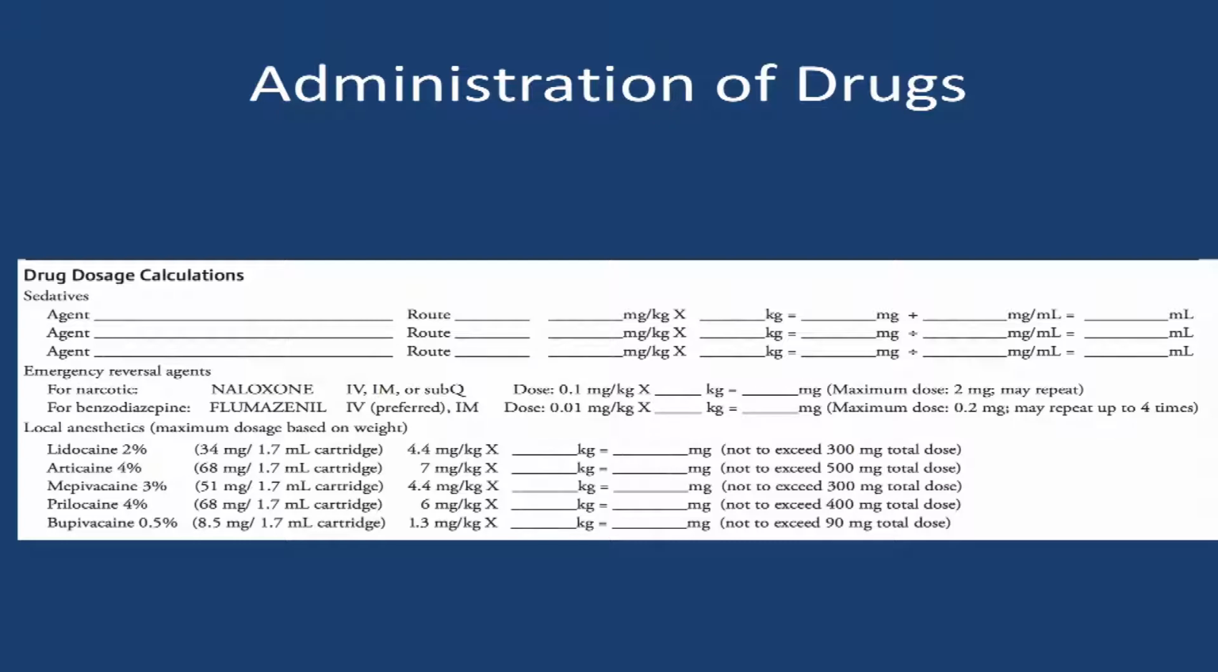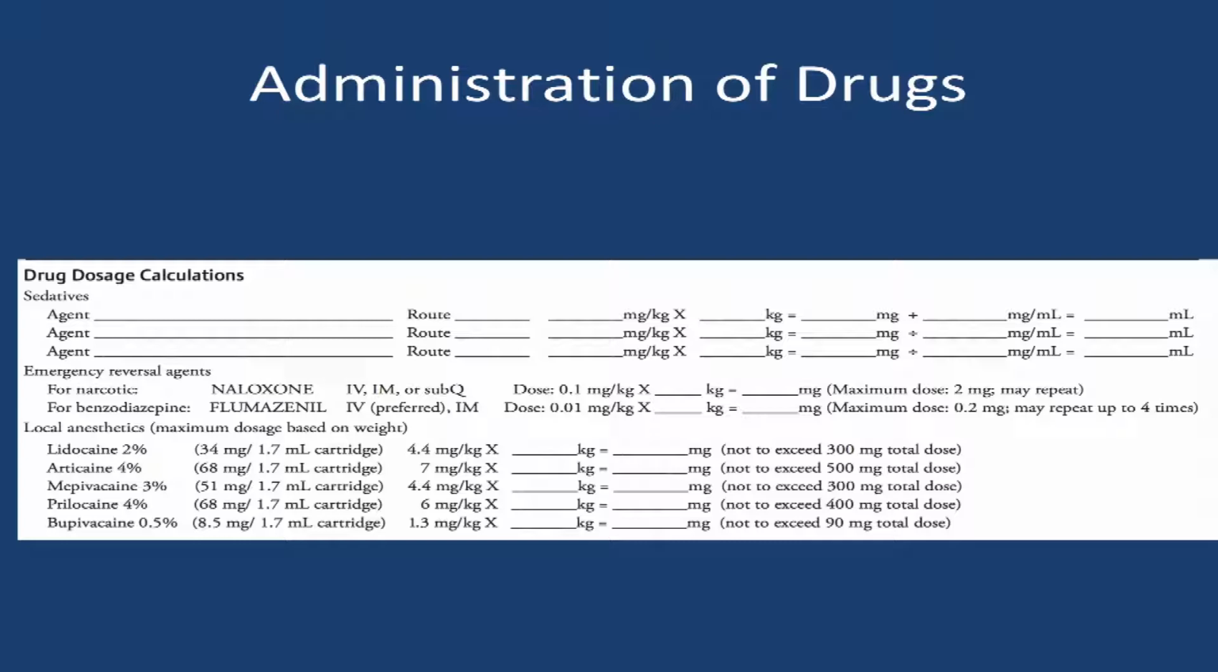For benzodiazepine, flumazenil IV is preferred, but can be administered intramuscularly. The dose is 0.01 milligrams per kilogram times the kilogram weight equals a milligram amount, and that maximum dose is 0.2 milligrams, which may be repeated up to 4 times.